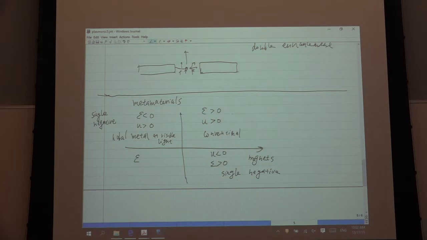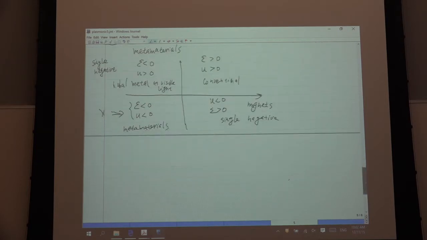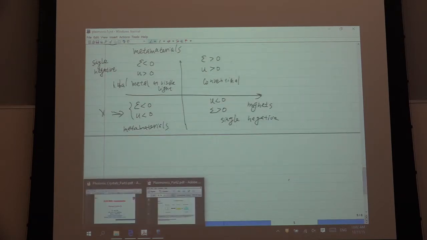Epsilon less than 0, mu less than 0. Okay, this part we call the metamaterial. Because this cannot be achieved in a real world material. It can only be achieved by some equivalent or effective permittivity. Okay. Let me go through this.